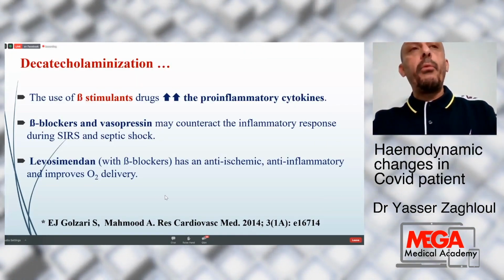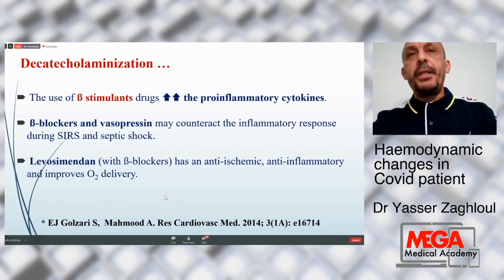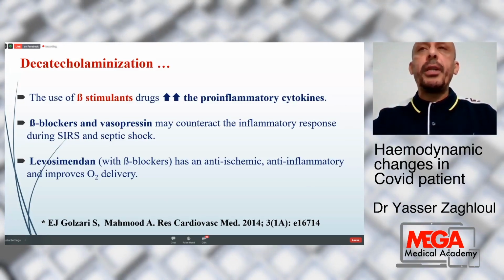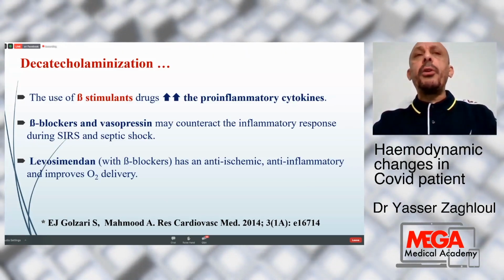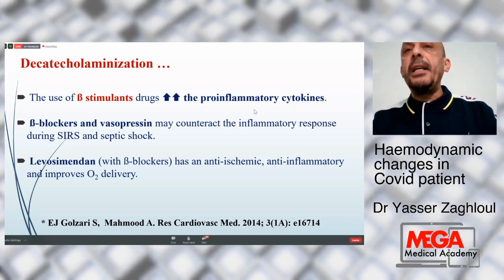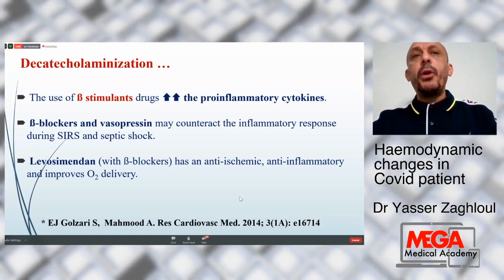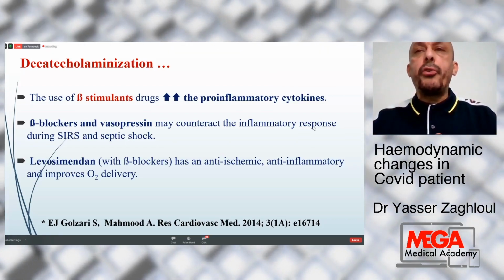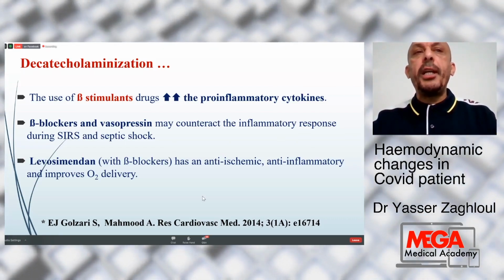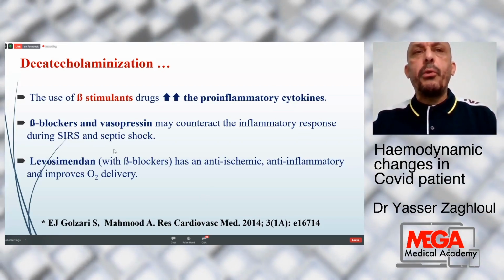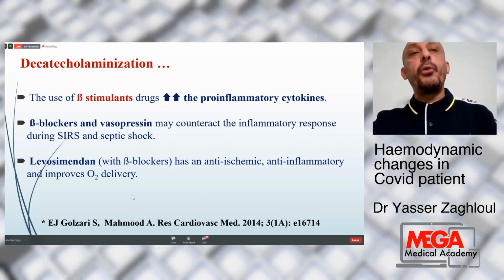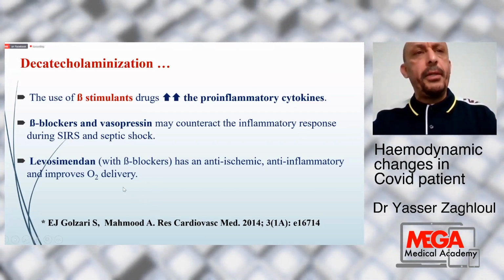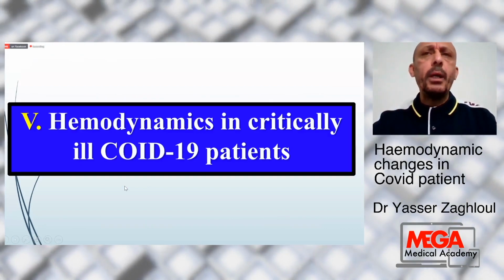We have a new term, what is named decatecholamine. This is to minimize the use of catecholamines, and this is again because of the problem of vasoplegia, because beta stimulants in general increase the pro-inflammatory cytokines. So there are many trials using vasopressin with beta blockers to reduce the inflammatory response, especially in patients with systemic inflammatory response syndrome and septic shock. And as you know, levosimendan is now used in many patients. I will talk about levosimendan very soon.